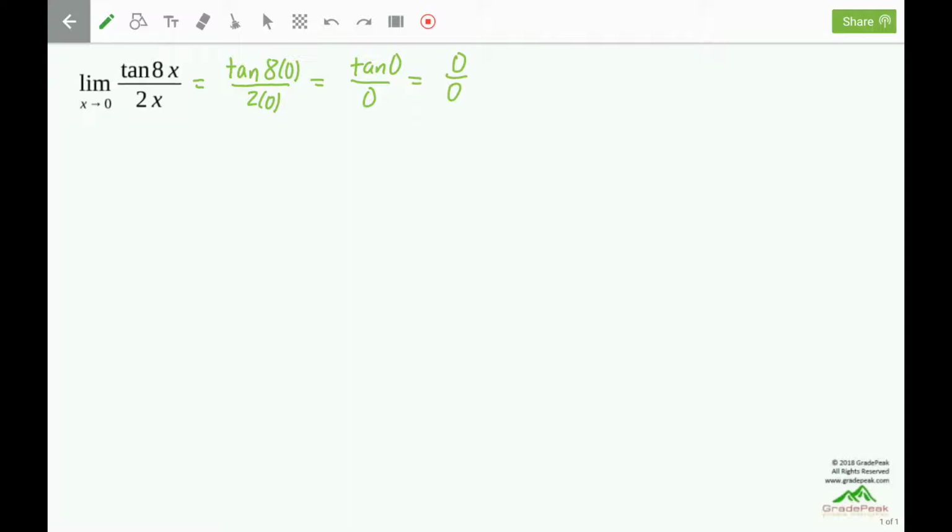Since this is coming from trig functions together with power functions, we're going to make use of the identity: limit as theta goes to 0 of the sine of theta over theta equals 1.